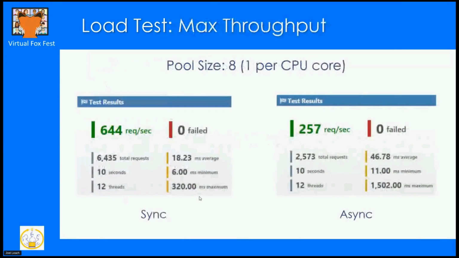So I first wanted to find out with the load test, what's the max throughput of DotNet2Fox, where every call is a DotNet2Fox call. So I set the pool size to 8, which was 1 per CPU core. I set the Web Surge threads to 12. I found that was sort of a sweet spot with this pool size. And so that gave us 644 requests per second as the max throughput.